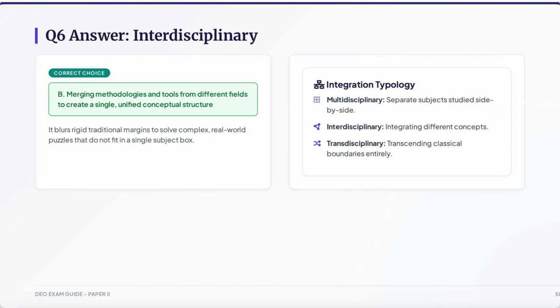Question number 6. Which description accurately identifies the process of interdisciplinary curriculum planning? Correct option is B, merging methodologies and tools from different fields to create a single, unified conceptual structure. This practice blurs rigid traditional margins to solve complex, real-world puzzles that do not fit neatly into a single subject box. It stands distinct from multidisciplinary structures where separate subjects are simply studied side by side.